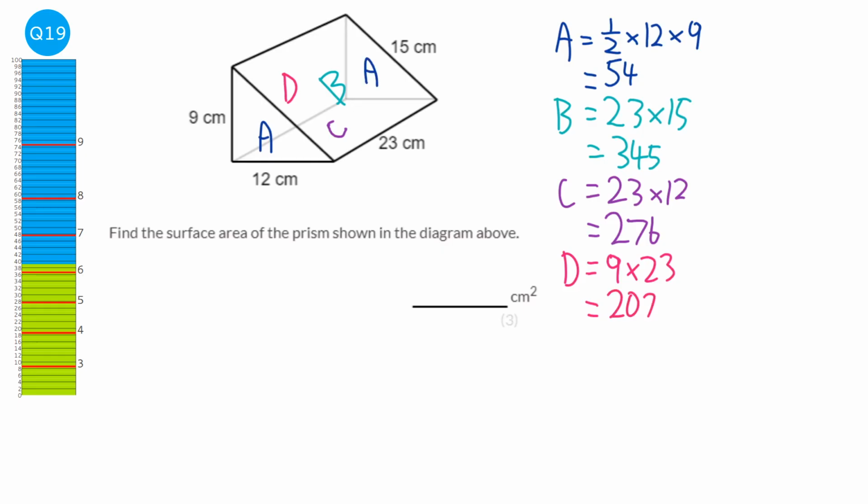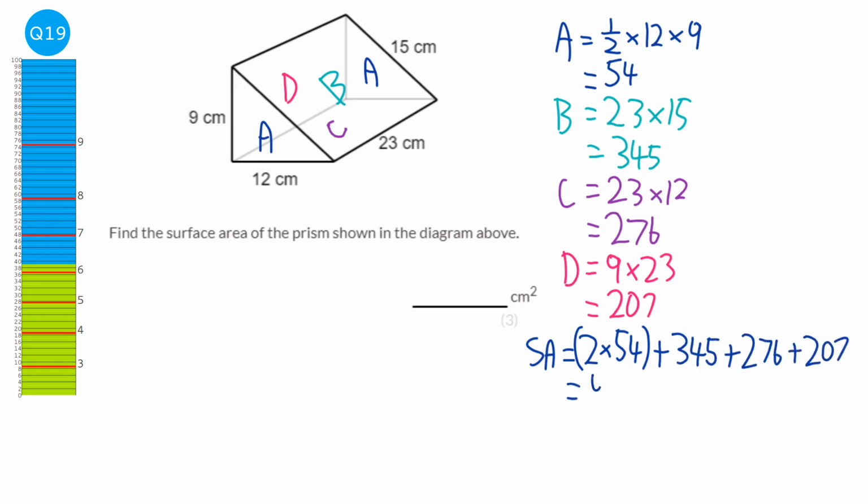So when we're working out the surface area, we're going to do 2 lots of A plus B plus C plus D. And that gives us 936. So the answer is 936 centimeters squared.